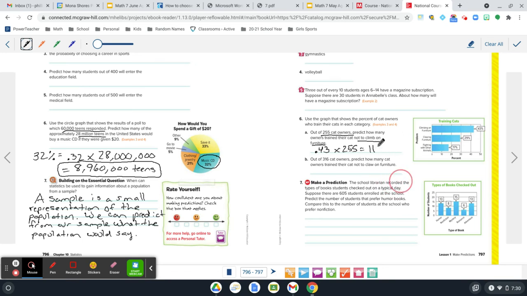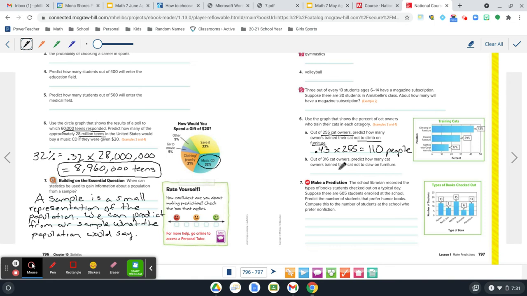So hopefully you're seeing 110 people out of that 255. Okay, so you're using that 43% on the original survey taken, predicting out to the bigger population of 255 people, and you can predict 110 people out of that 255 are training their cat not to climb on the furniture.